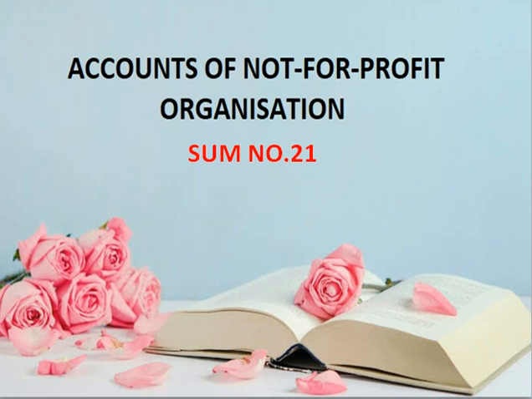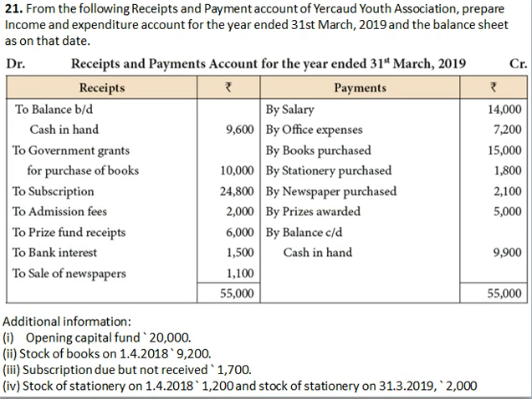Accounts of not-for-profit organization, sum number 21. From the following receipts and payment account of Yearcard Youth Association, prepare income and expenditure account for the year ended 31st March 2019 and the balance sheet as on that date.